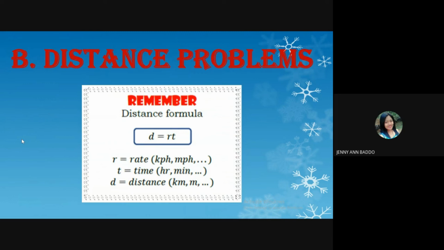The rate can be in the following units: kilometer per hour, meter per second, mile per hour, meter per minute, and so on. For time, we have hour, minute, seconds, and so on. For the distance, we have kilometers, meter, mile, inches, foot, and so on.